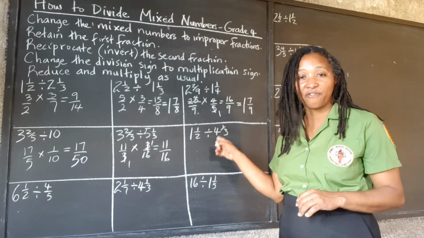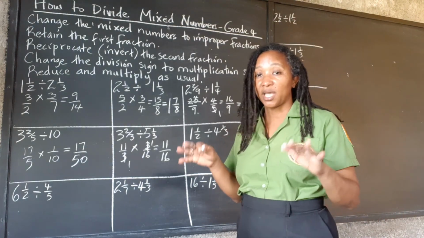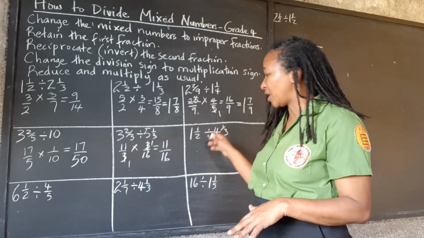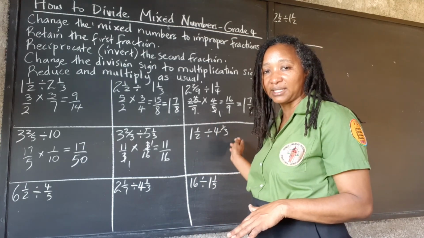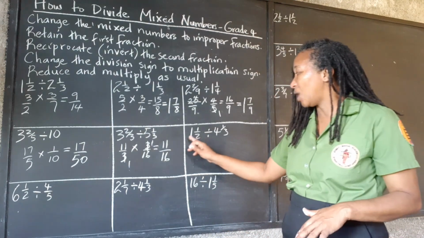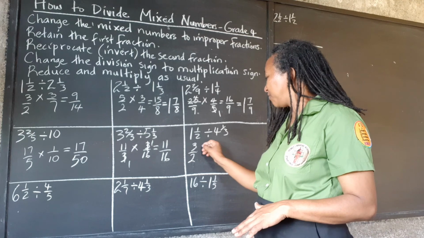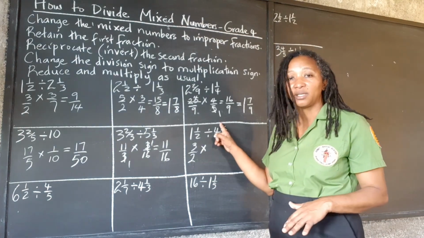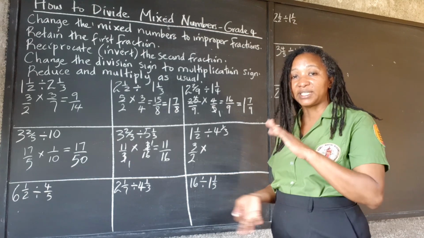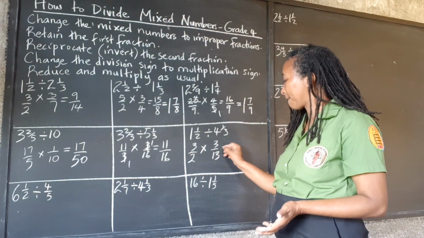1½ divided by 4 and 1/3. Change them to improper fractions. Change the division to multiplication. Reciprocate the second fraction. 2 times 1, 2 plus 1, 3 over 2. Change the division to multiplication. 4 times 3 is 12 and 1, 13 over 3. The reciprocal of that is 3 over 13.